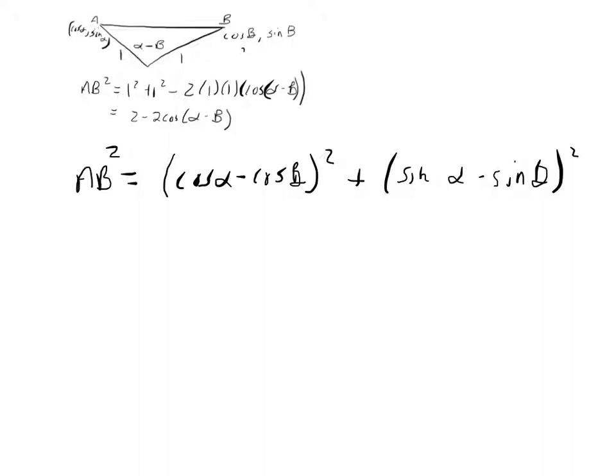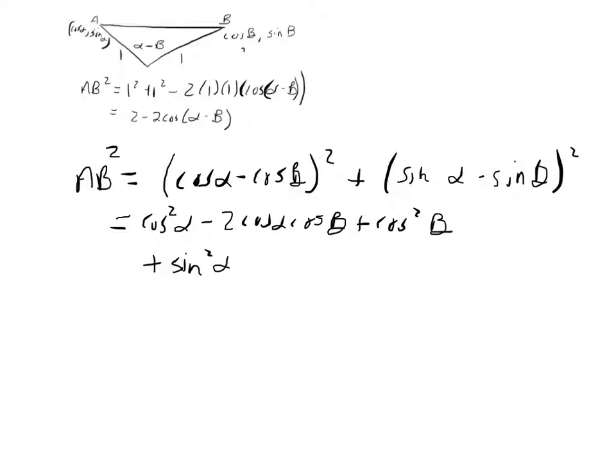And when I expand that, and unfortunately I do have to expand that, I get cosine squared alpha minus 2 cosine alpha cosine beta plus cosine squared beta, expanding the other, plus sine squared alpha minus 2 sine alpha sine beta plus sine squared beta.